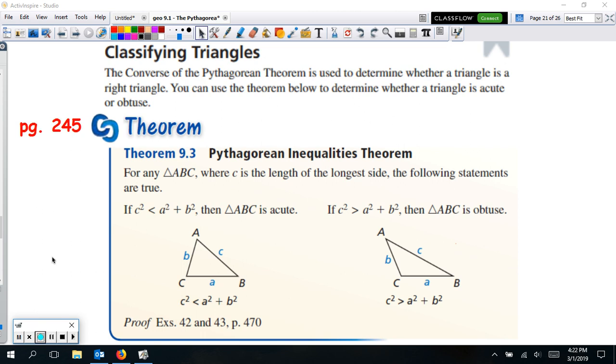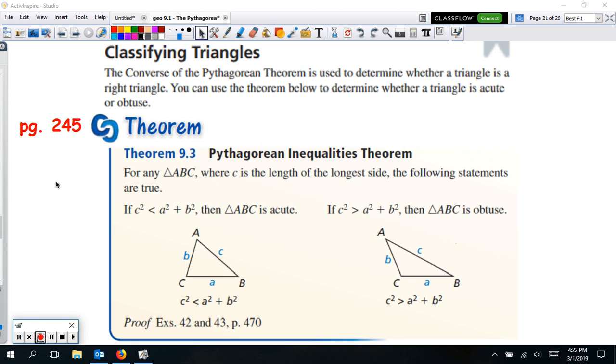Okay, also on page 245 at the very bottom, we have this Pythagorean inequalities theorem. So right here, you want to read this with me. The converse of the Pythagorean theorem, the one we just were using, is used to determine whether a triangle is a right triangle. So we're trying to figure out, is it a right triangle? It will classify a triangle as a right triangle. You can also use the theorem below to determine whether a triangle is acute or obtuse. So remember, we've classified triangles before by their angles, and there's three ways: right triangle, acute triangle, or obtuse triangle.